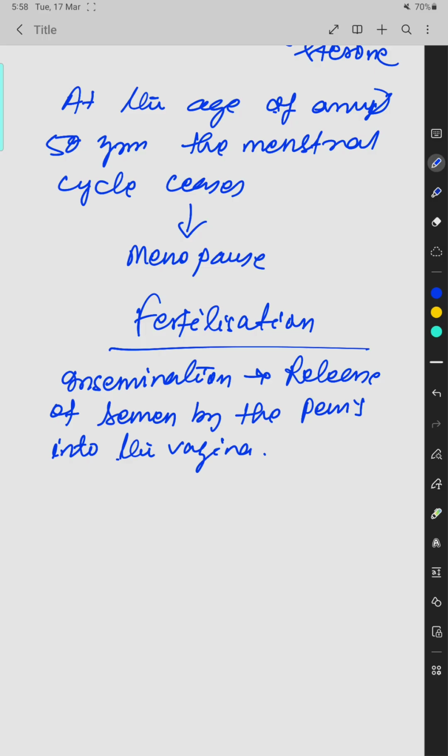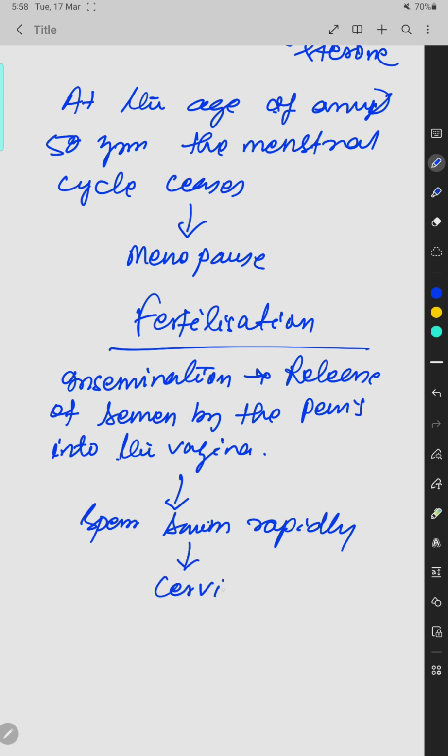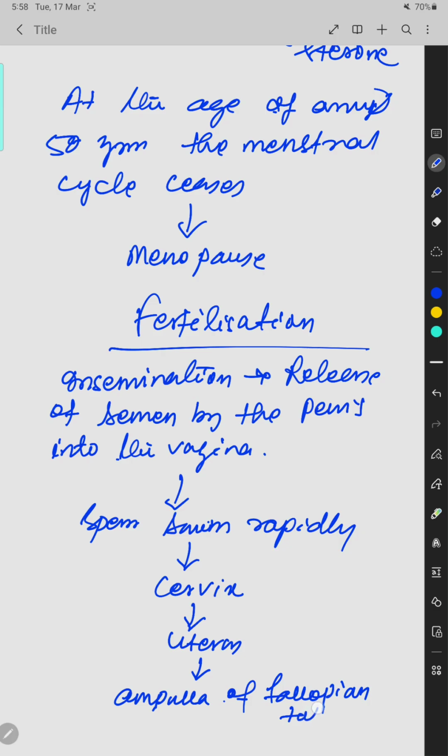So now what happens, these sperms swim rapidly, pass through the cervix and enter into the uterus, and then from the uterus reach the ampulla of the fallopian tube. So fertilization takes place in the ampulla.